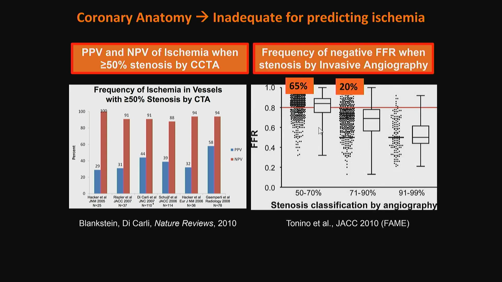If we look at invasive angiography and now use FFR as the reference standard, it is notable in the FAME study that of lesions that anatomically were between 50 and 70%, 65% of them actually had an FFR more than 0.8, thereby being non-flow limiting. And even among individuals that had more than 70% stenosis, 20% of them were not flow limiting by FFR. So I think the takeaway point here is that anatomy alone, especially when we see moderate stenosis, is inadequate at telling us whether ischemia is present or absent.